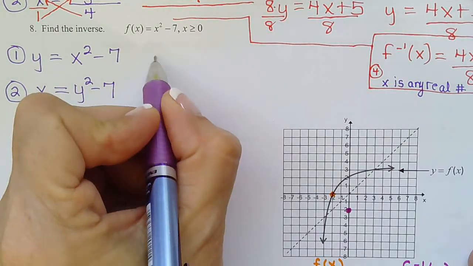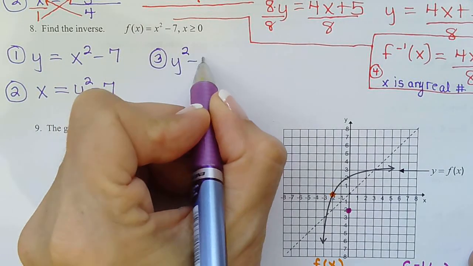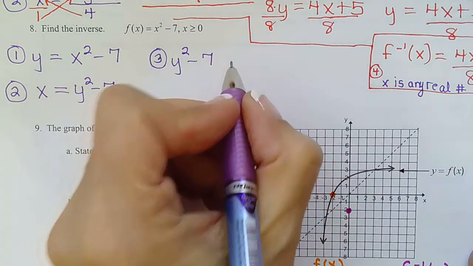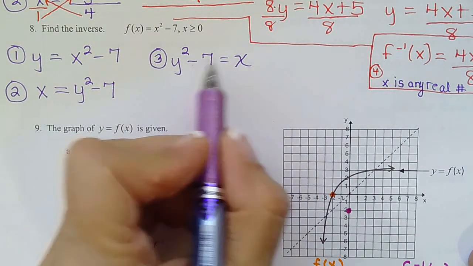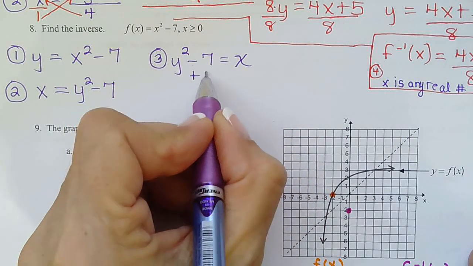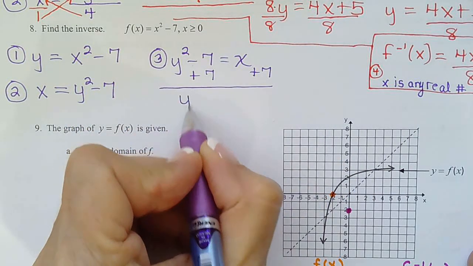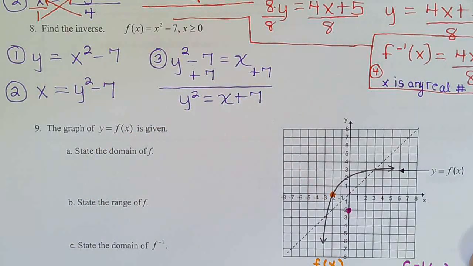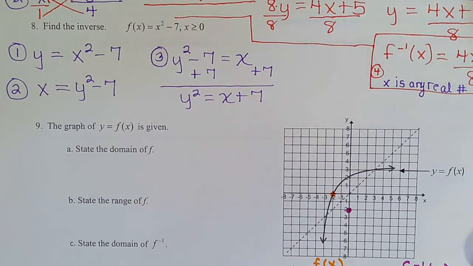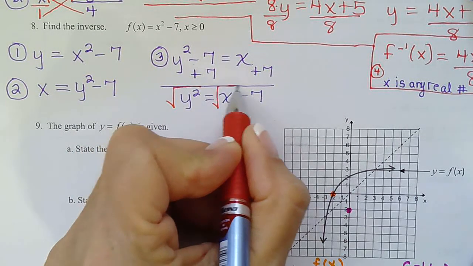Step 3 is get y alone. So I'm going to move my y over to the left. So y squared minus 7 equals x. And then it's easy for me to see. To get it alone, I need to add 7. Y squared equals x plus 7. And then how do I undo a squared? What's the inverse of squared? Square root.